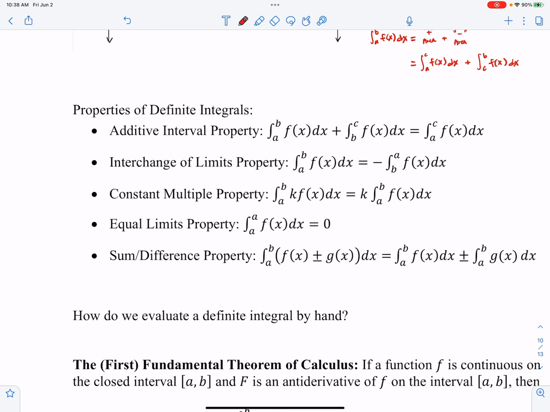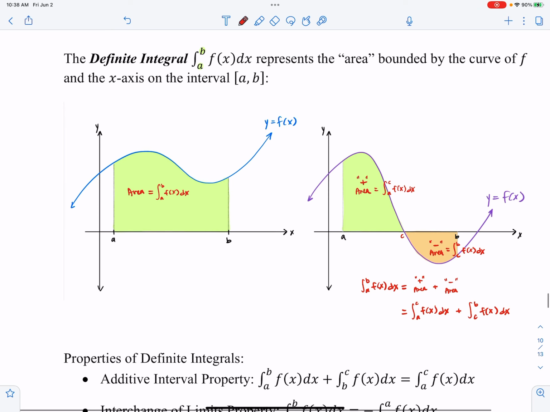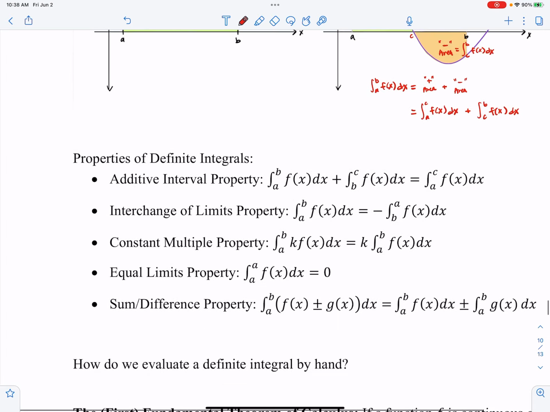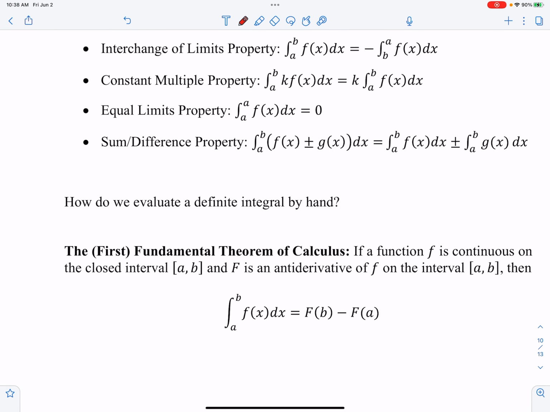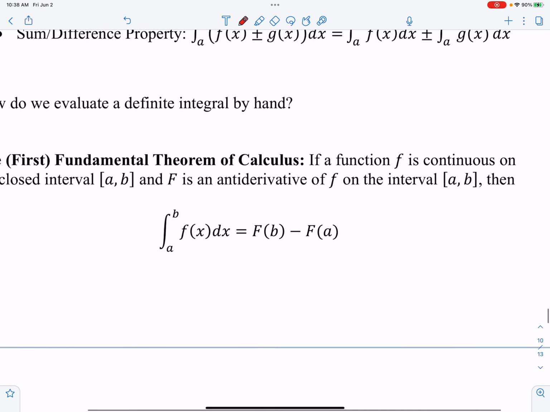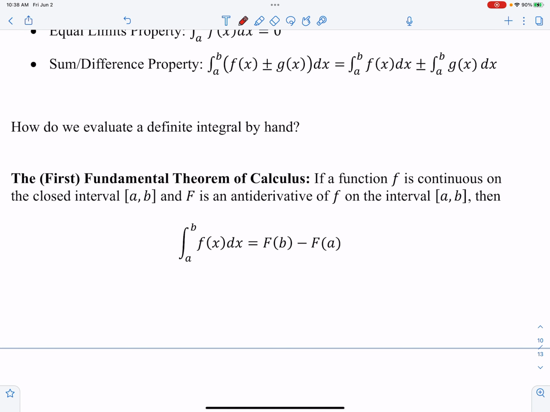But how do we evaluate a definite integral by hand? We know that it represents area bounded by a curve and the x-axis. But how do we actually find what that value is? To do that, we can use something we refer to as the fundamental theorem of calculus. Our textbook refers to this as the first fundamental theorem of calculus. There is a second fundamental theorem of calculus, and sometimes textbooks will reverse which one is the first and which one is the second. For us, this is the first fundamental theorem of calculus.